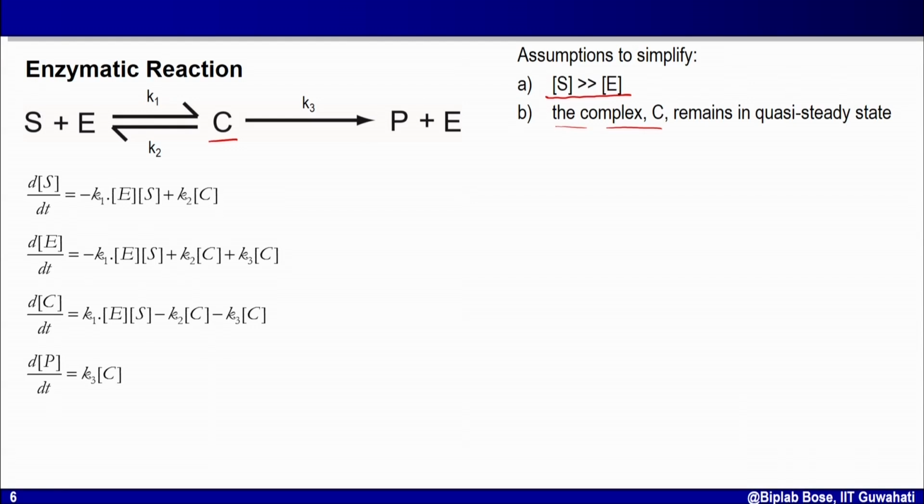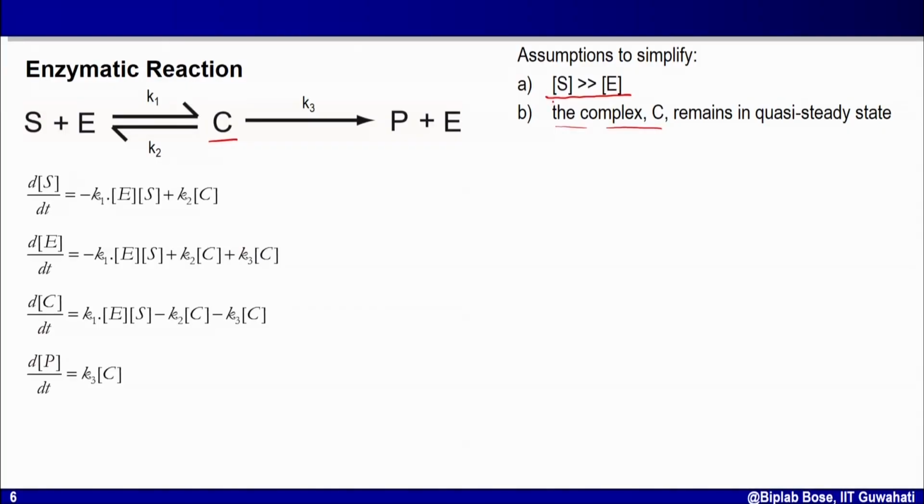Now you can easily see that assumption 2 requires assumption A, because if I have to continuously produce C and C is continuously broken down into P and E, then I should have constant supply of substrate, so new C molecule can be formed. So that's why you have to assume substrate concentration is much higher than enzyme concentration, otherwise I will not get the steady state of C for a tangible time. So if I have these two assumptions, then I can consider that C is at a steady state. Now what does that mean?